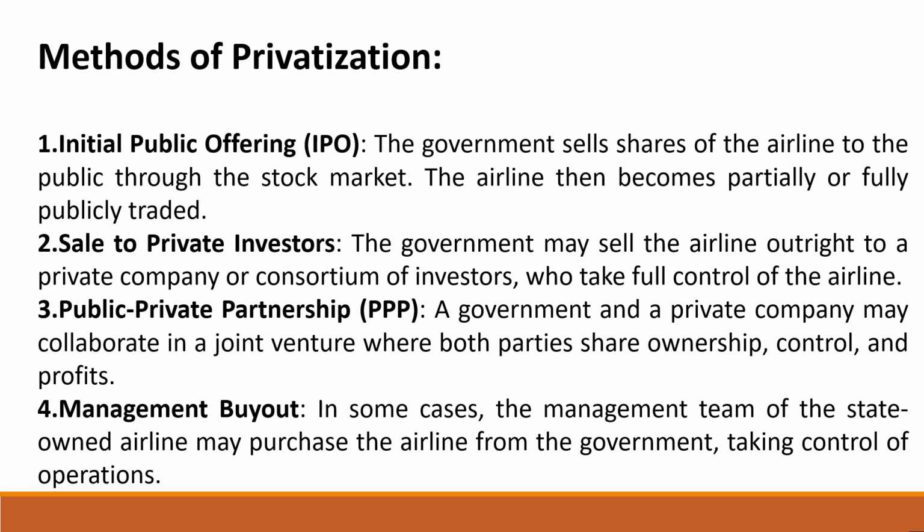Public-private partnership: a government and a private company may collaborate in a joint venture where both parties share ownership, control, and profits. Management buyout: in other cases, the management team of the state-owned airline may purchase the airline from the government to take over operations.